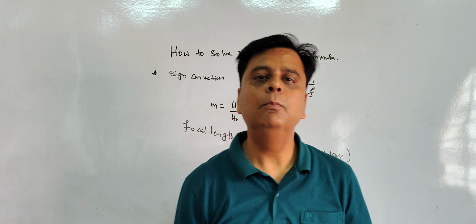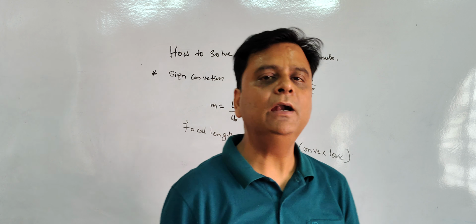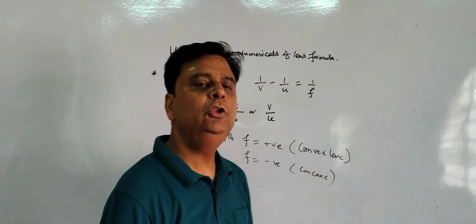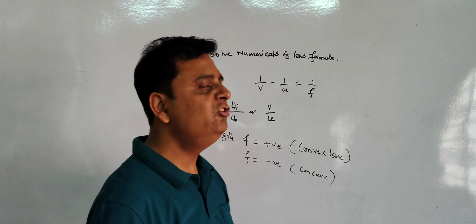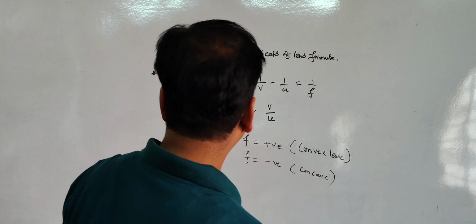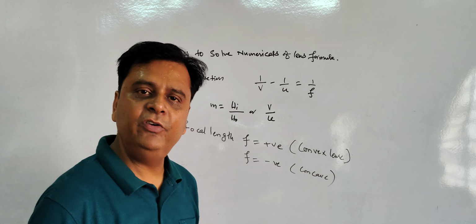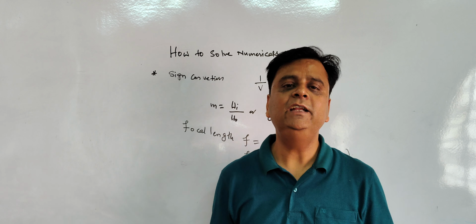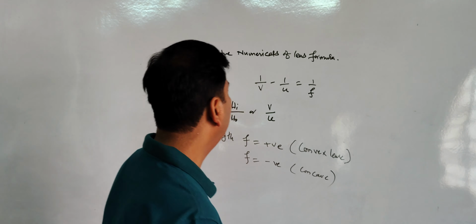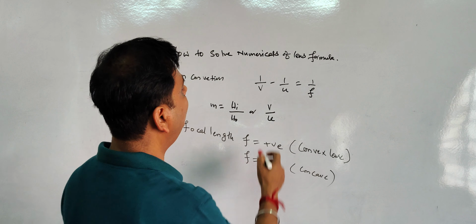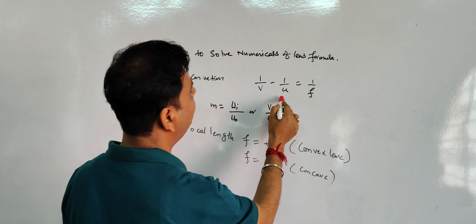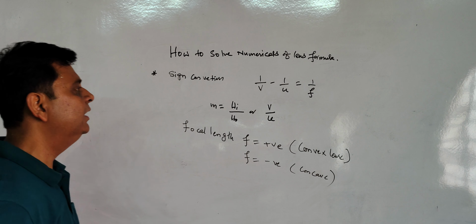Hello students, most of the time students find difficulty in understanding the sign convention while solving numericals of lens formula. Actually, the sign convention is very easy. It is very similar to the sign convention of the mirror formula. Instead of 1 by v plus 1 by u, we have 1 by v minus 1 by u equal to 1 by f.